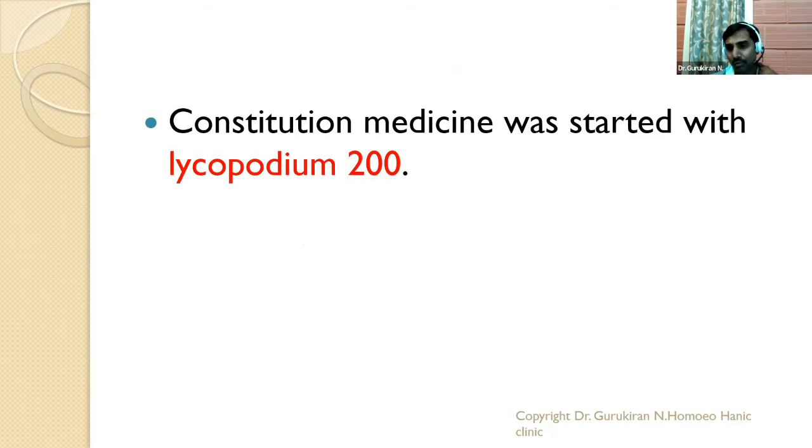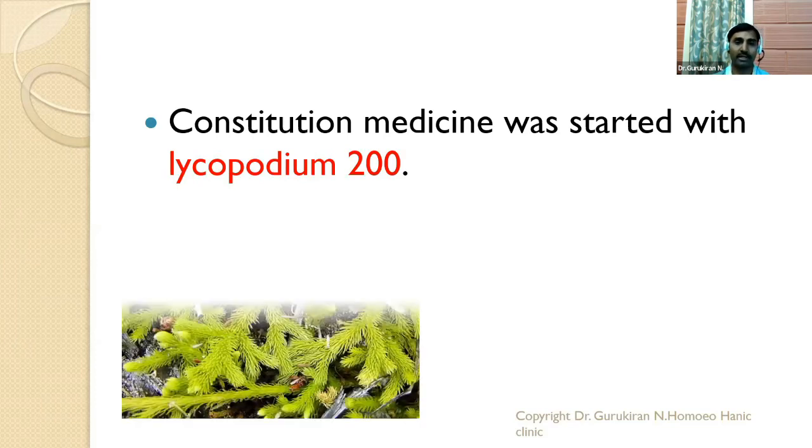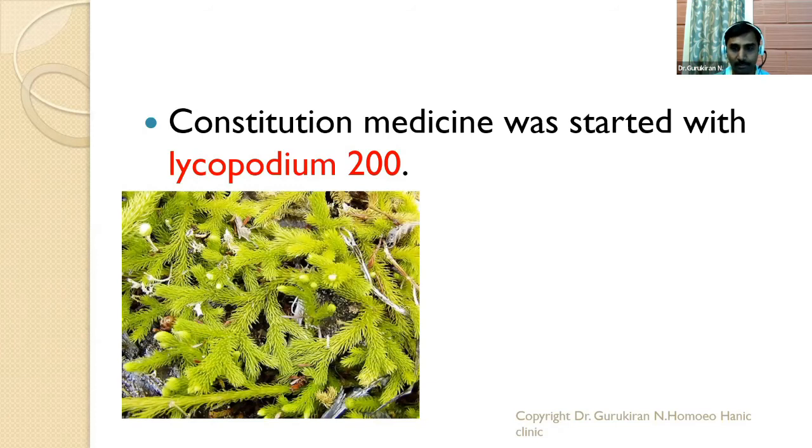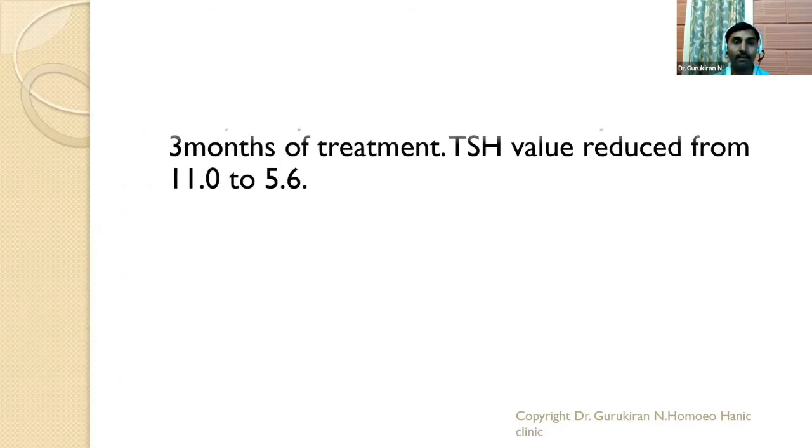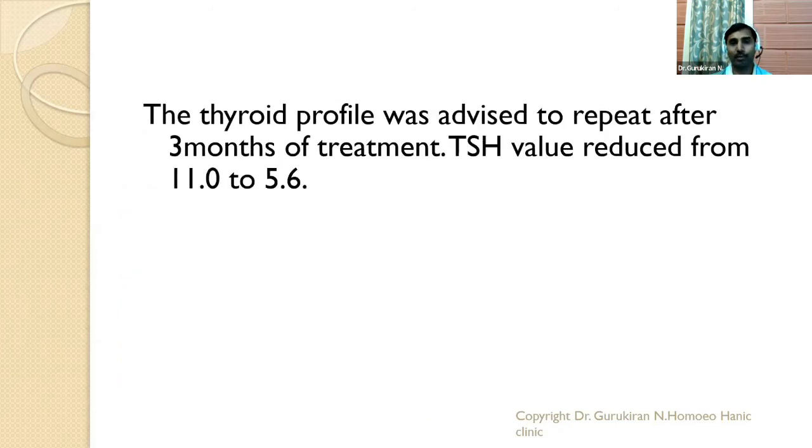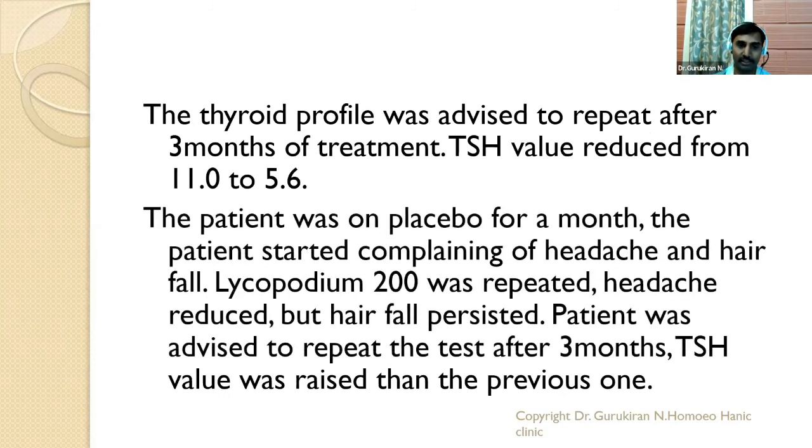I would not go into the detail of the case. The constitution I decided was Lycopodium. I started with the constitution dose, Lycopodium 200. This is the Lycopodium picture. The thyroid profile was advised to be repeated after 3 months of treatment. The TSH value reduced from 11 to 5.6.